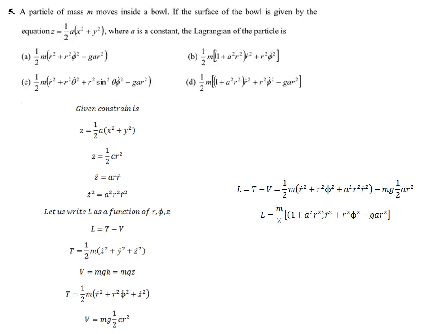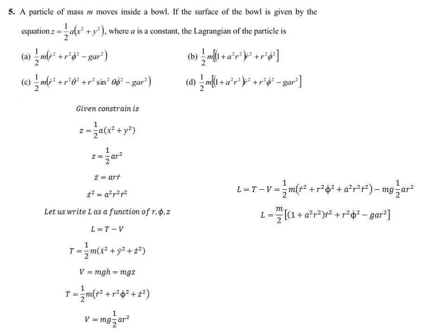Now we should find an equation for the Lagrangian in terms of r, phi and z. So kinetic energy is equal to half mv^2. So we substitute v^2 in terms of cylindrical coordinates as T = 1/2 m (r dot^2 + r^2 phi dot^2 + z dot^2). Now we have to replace all the values of z as well as z dot with respect to r or phi. So we get z dot = a r r dot and z dot^2 = a^2 r^2 r dot^2, and potential is mgh, or equal to mgz.